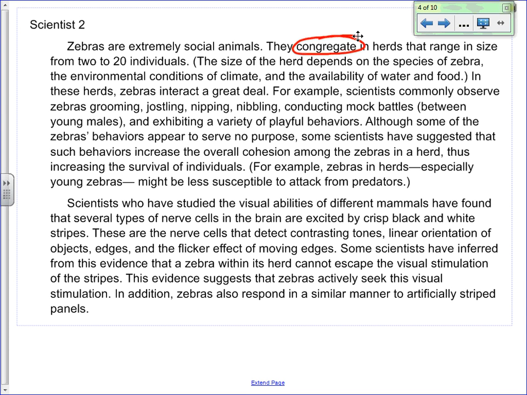Cohesion. And let's see. Nipping. Jostling. Susceptible. Where's that? The end of the first paragraph. That's fine. The first one. Last line. Nice. Stimulation. Excellent. Taylor?